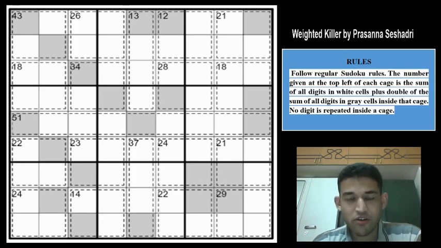Today we are going to solve an interesting killer variant called Weight Killer. This Sudoku was created by Prasanna Seshadri. Prasanna is a world-class Sudoku solver and an excellent puzzle setter as well. And this Sudoku was created by Prasanna way back in 2013 and it was contributed to the Facebook group called Daily League. Prasanna's blog is not active anymore and this Sudoku was taken from his blog.